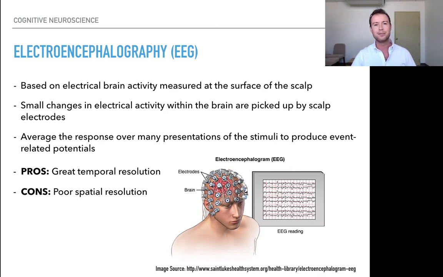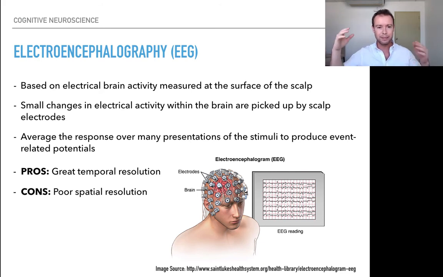And we're generally also limited to only being able to assess activity in the cerebral cortex. So if you're measuring scalp activity, you can't really assess the activity of deeper brain regions. For example, if you wanted to know what was going on in the amygdala, which is deep down, then measuring activity at the scalp is not really going to tell you much.